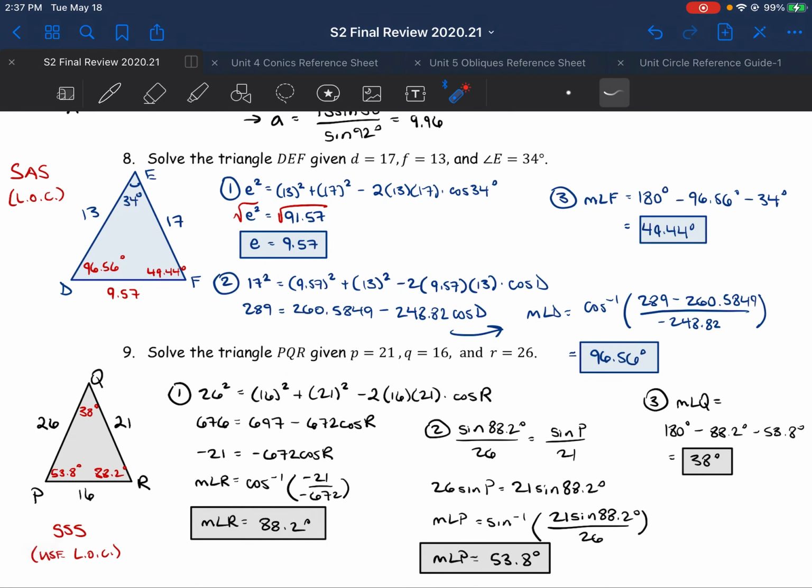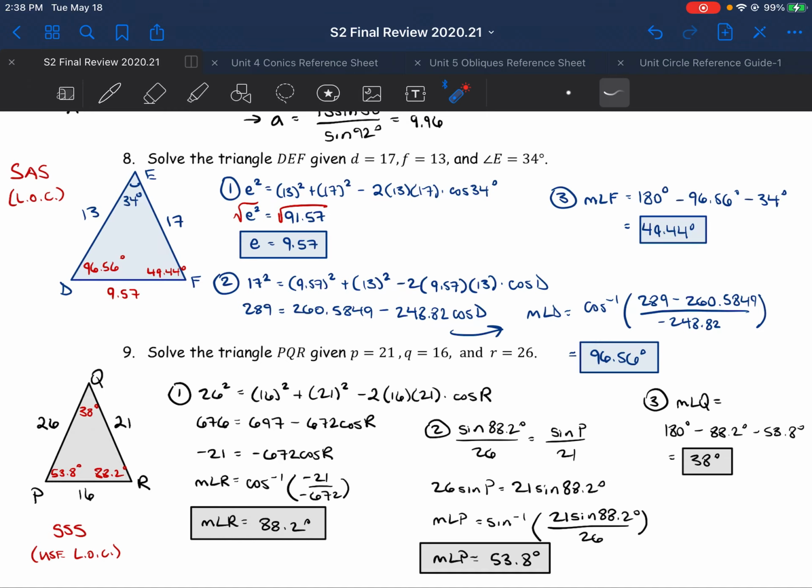Problem number 9, another solving the triangle problem. However, this one is going to be a little safer than problem 8. So looking at number 9 here, we have triangle PQR. We have all three sides. So P is 21, Q is 16, side R is 26.